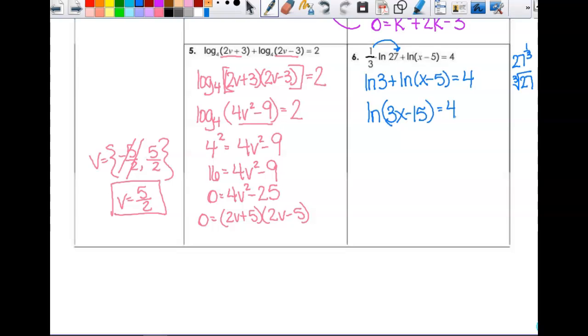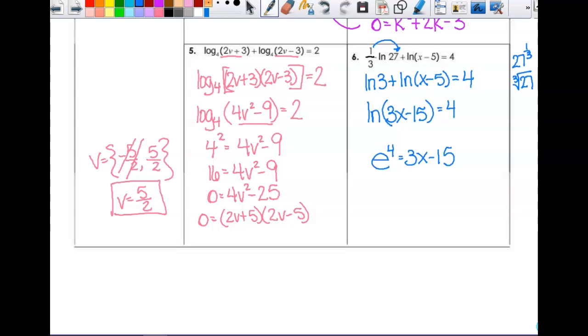Okay. So now that I have it isolated and condensed, I'm going to rewrite it in exponential form. What's the base of this? E. Good. So this would be e to what power? The 4th. Good. Equals 3x minus 15.